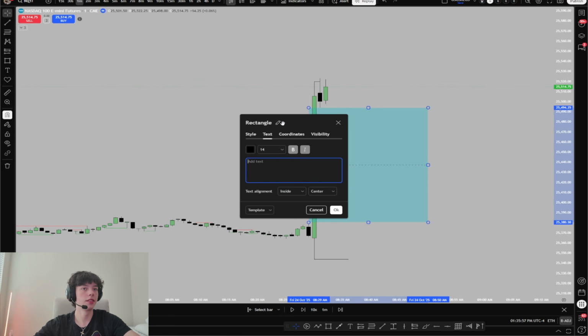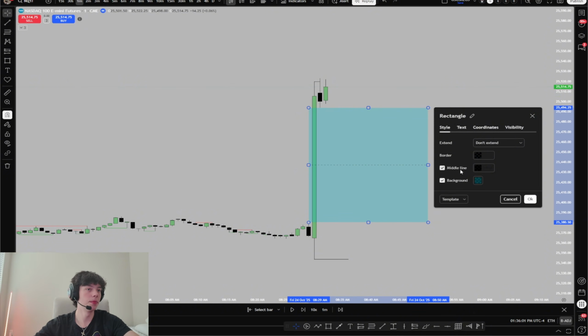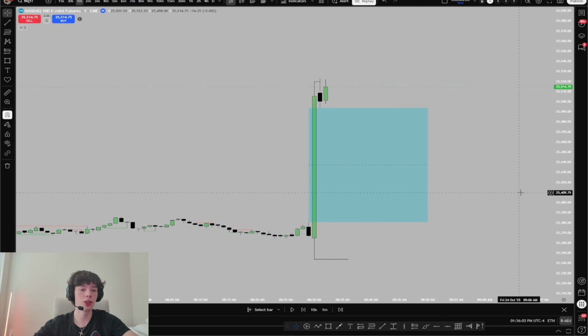Very important. I say this in like damn near every video. Go to the rectangle tool and turn on the midline. You need that. That's called the consequent encroachment, or the 50% level of a fair value gap. Now, we're going to wait to see how the market reacts to this, because one of two things is going to happen. We are going to sweep the high and inverse, and we're going to hit the data low and sweep that liquidity, or we're going to rebalance this candle and we are going to proceed higher. It's one of two things, okay? One of them will happen.